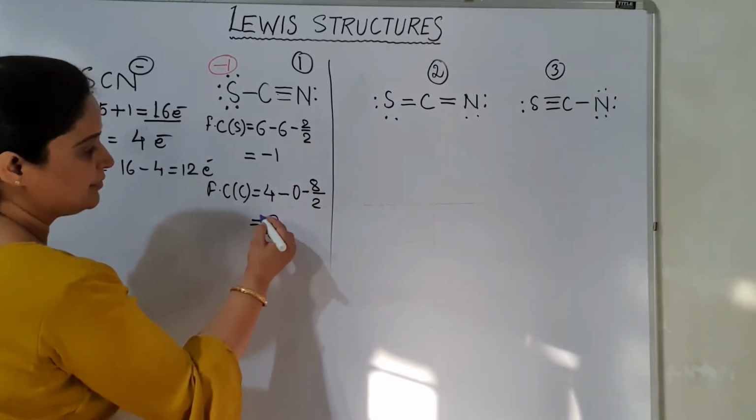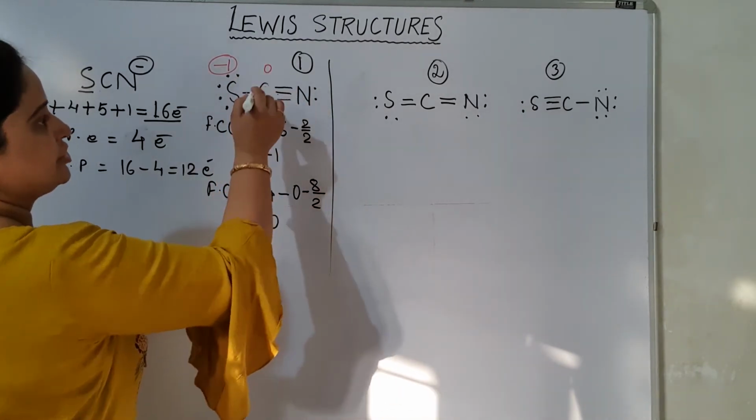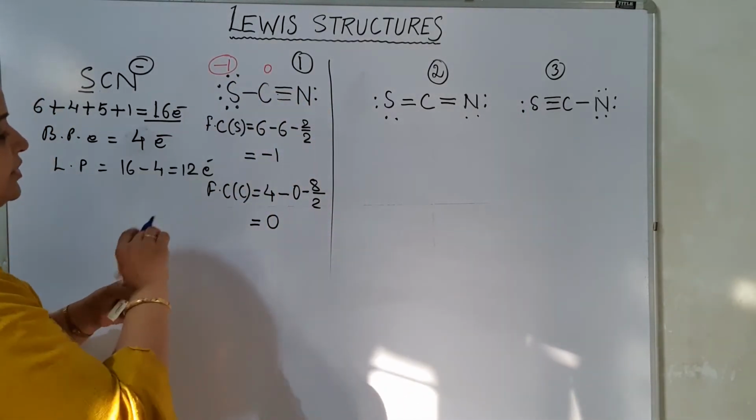So what is the answer? 0. So the formal charge of the carbon in this structure is 0. Now let's take the nitrogen.